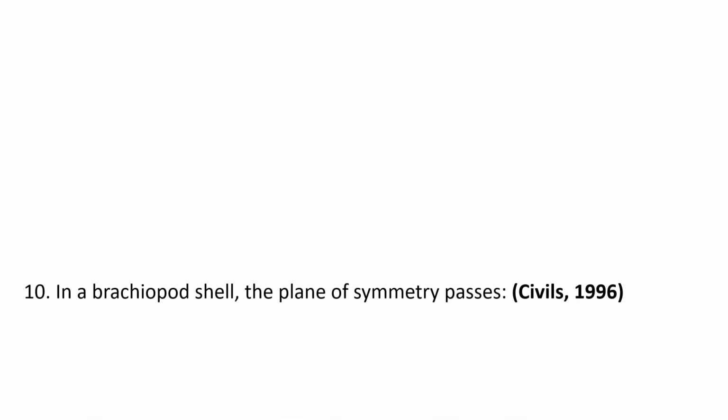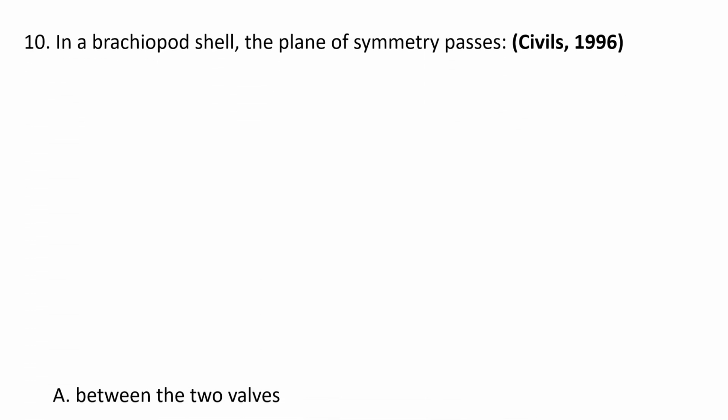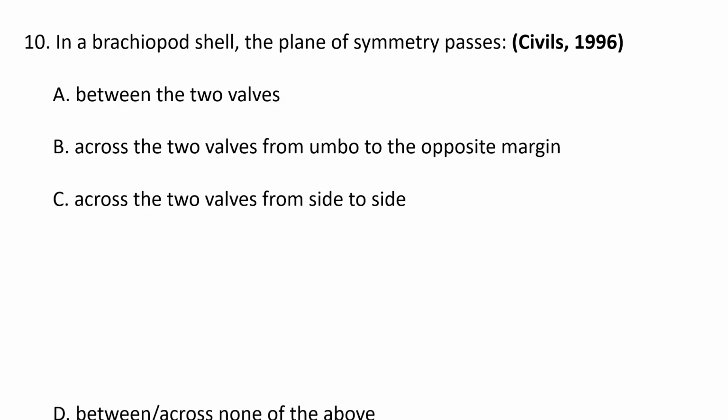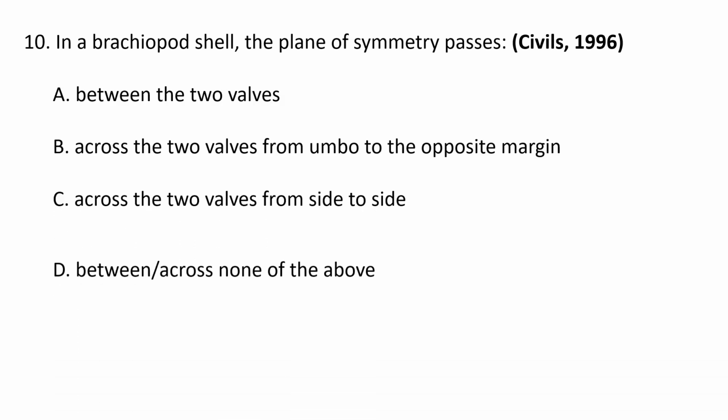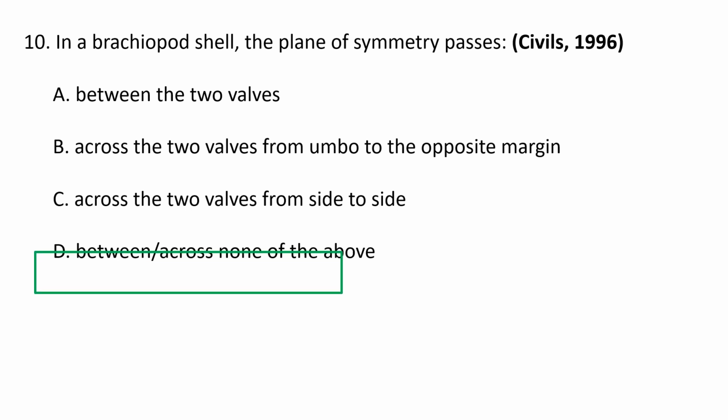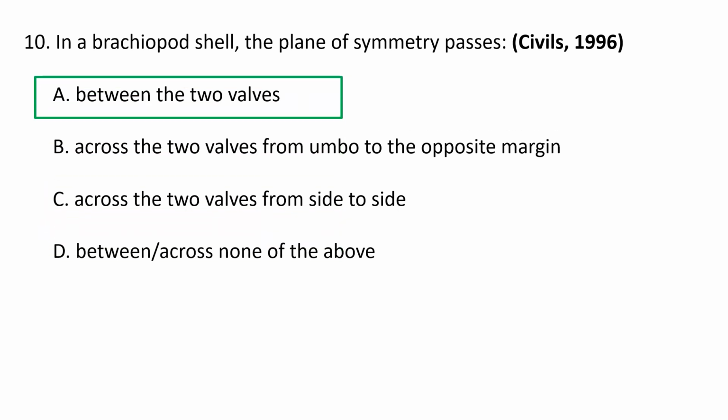Next question. In a brachiopod shell, the plane of symmetry passes A. Between the two walls, B. Across the two walls from umbo to the opposite margin, C. Across the two walls from side to side, D. Between or across, none of the above.